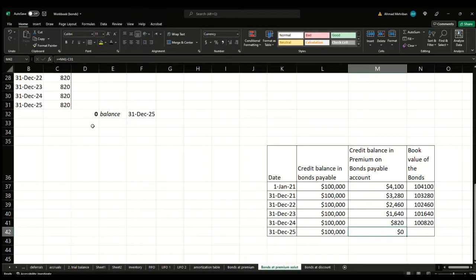to a premium balance of 0. As you can see, the balance will be 0, just like there it is. And then once we drag the formula, it's also going to give us the book value of the bonds at the end of the fifth year as 100,000.